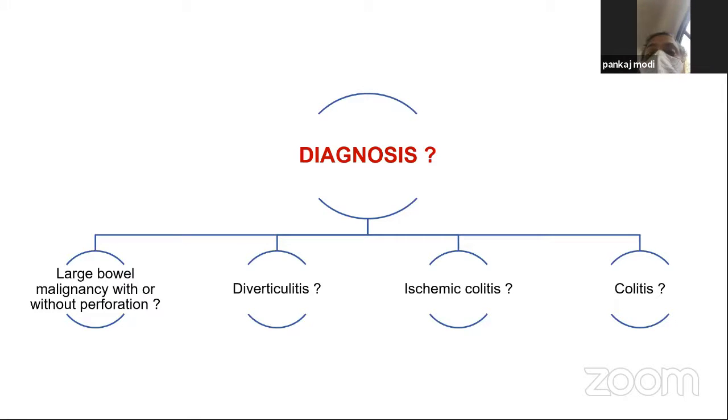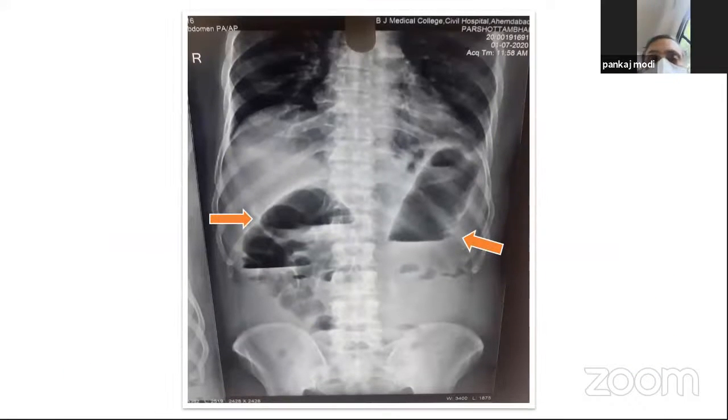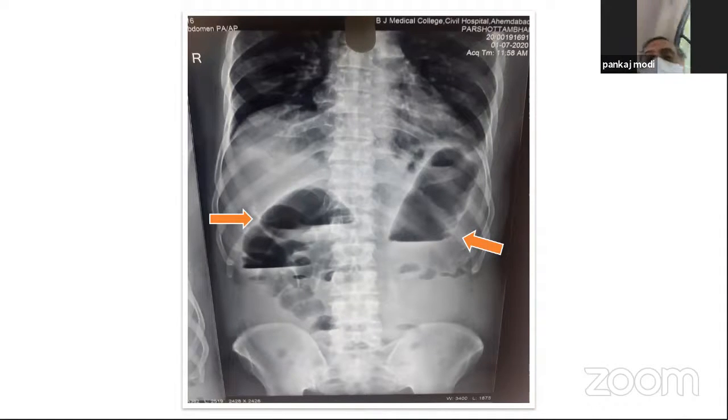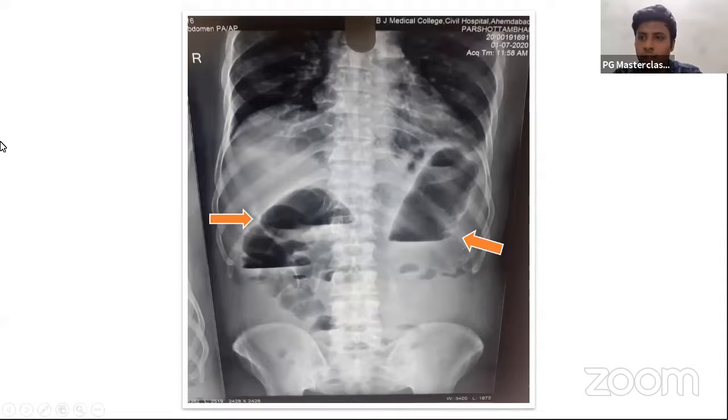Rahul, go back to the standing X-ray. What does it show? Sorry, I am in a car, so that is a problem. Yes, sir. It shows multiple air fluid levels. What do you mean by multiple air fluid levels? How many air fluid levels are there? Can you count three? I haven't counted, but there are more than 3 air fluid levels.